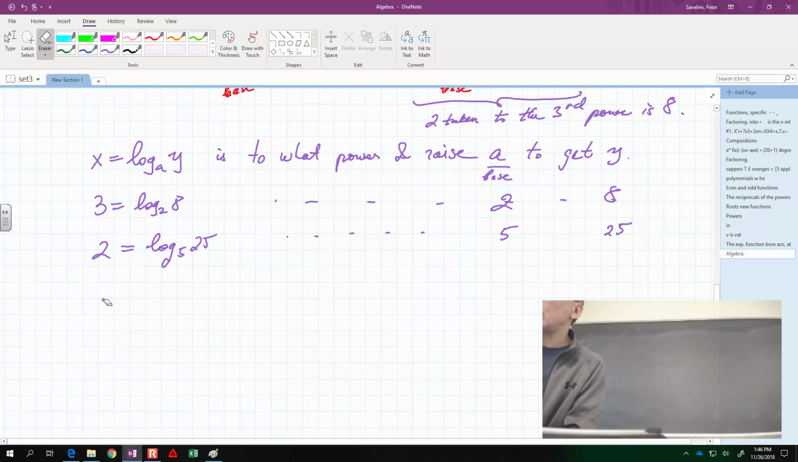Okay, one more. Well, we need to do a few of these. Log base 10 of 1,000. The answer is 3, right? To what power do I raise 10 to get 1,000? The answer is 3. To what power do I raise 10 to get 0.1?